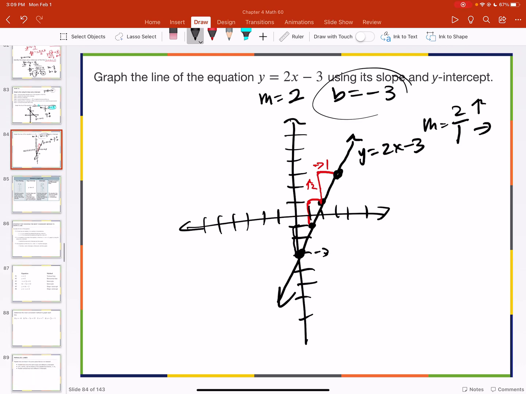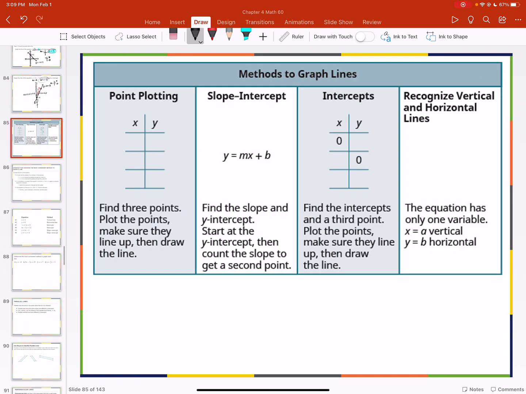All right, so let's look at some methods to graph lines. So far we've learned point plotting, where we can make a table, find 3 points, plot them and draw the line. We just talked about slope-intercept form, where you start at the y-intercept and then graph using the slope. We've also done intercepts, where it's similar to point plotting, but more specific in that you just plug in 0 for x, 0 for y, and then a random third one.